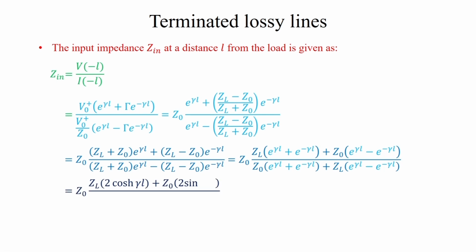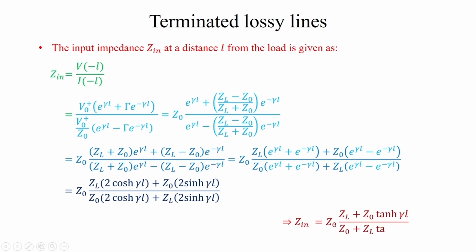And finally, we find that the input impedance expression comes in terms of hyperbolic functions, and from this stage, if we divide by 2 cosh gamma L, we get a more compact form of the input impedance of a lossy transmission line, which is given by Z in is equal to Z naught ZL plus j Z naught tanh gamma L divided by Z naught plus j ZL tanh gamma L.